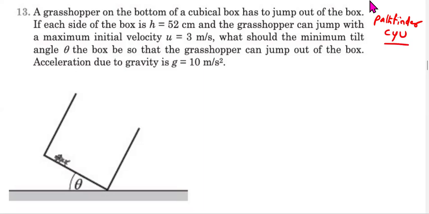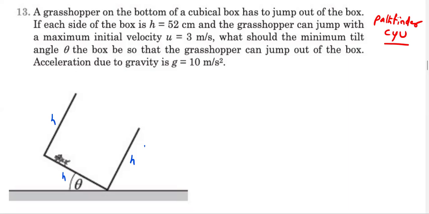Question number 13. Very good application problem based on the inclined projectile. We have a grasshopper on the bottom of a cubicle box. This is the grasshopper, which has to jump out of the box. Each side of the box is given as h. So this is h, this h, this h.